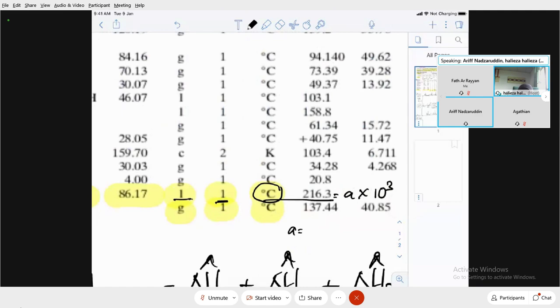We should put the value 2.163 and then 4 5. 216 point... Arif, oh, there's no point. Times 10 to the power of 3. Okay, is it going to be 3 or negative 3?